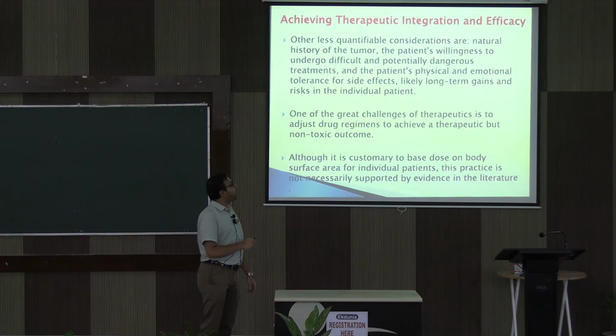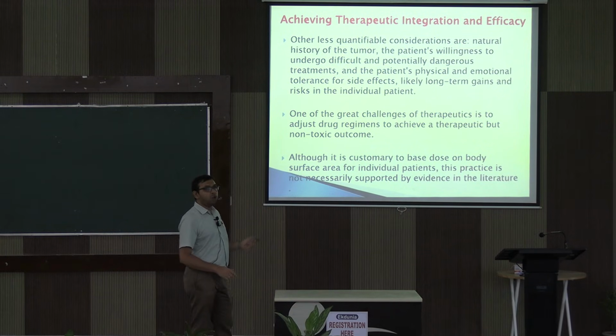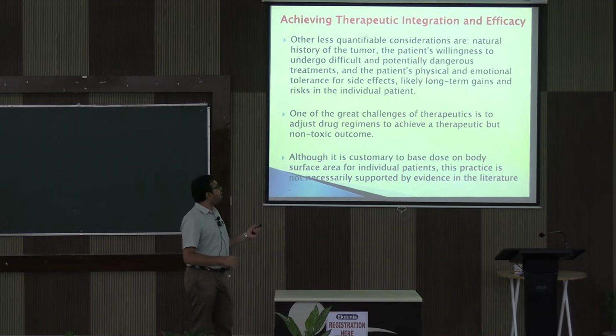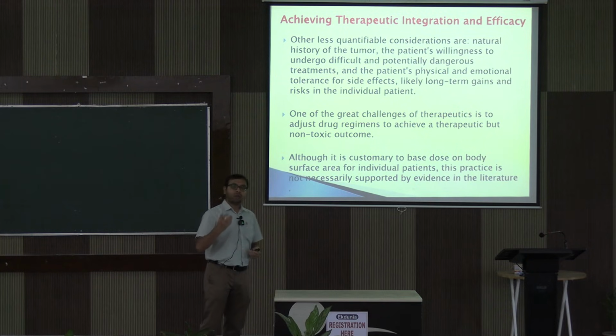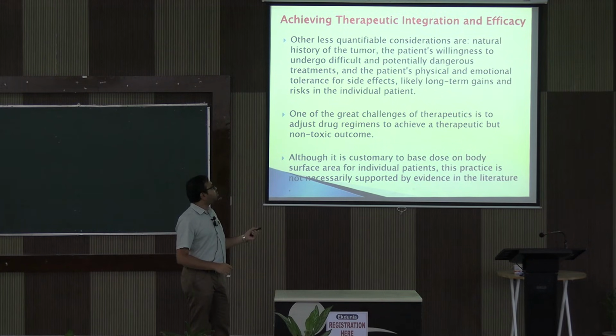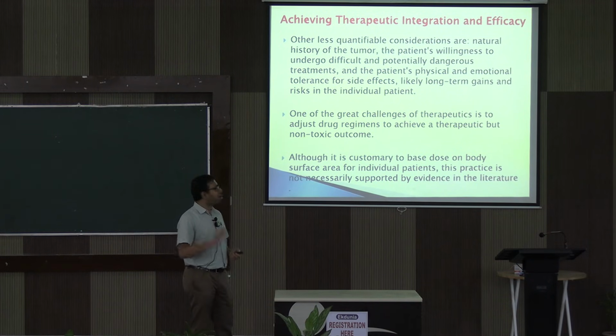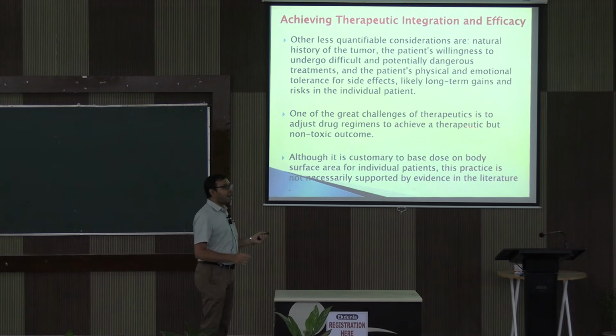Other less quantifiable considerations are the natural history of the tumor, that is, what the growth fraction of the tumor is and how it increases, the patient's willingness to undergo difficult and potentially dangerous treatment, because all these drugs have different types of adverse effects, and the patient's physical and emotional tolerance for the side effects. All these should be taken into consideration when we are choosing the treatment for cancer patients. So we have to adjust the drug regimens to achieve a therapeutic but less toxic or non-toxic outcome.